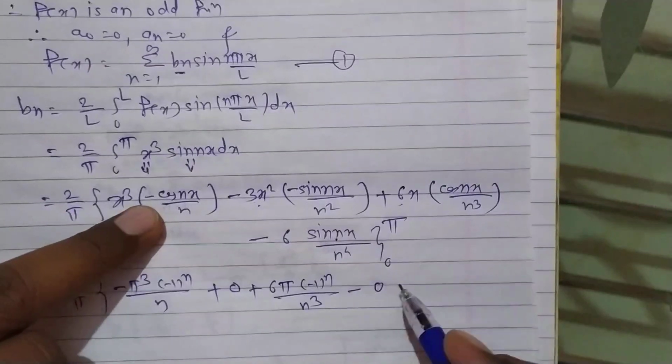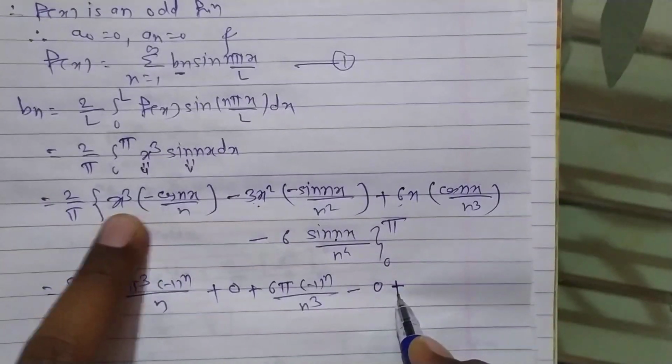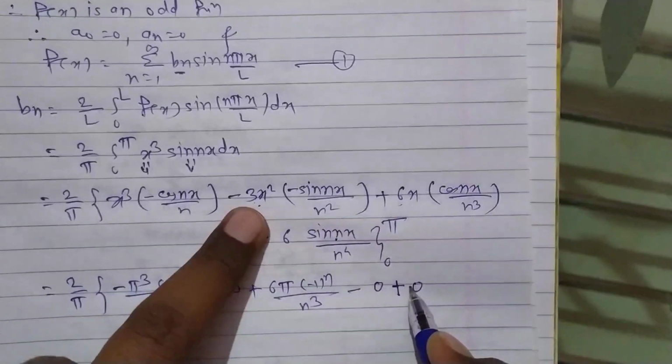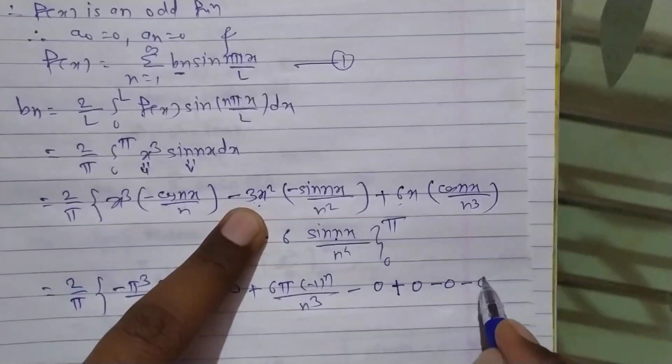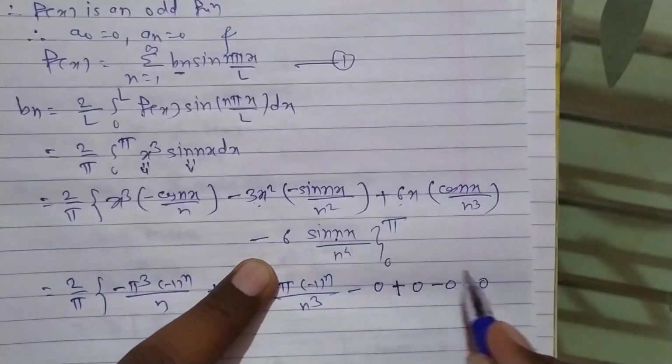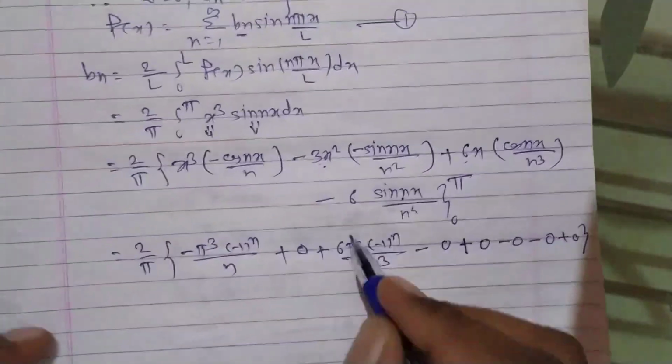Now the lower limit, that is x equal to 0. 0 into cos 0 is 0. Same here, x is a multiple, so 0. Here also x is a multiple, 0. And here sin 0 is 0. So the lower limit is total 0.